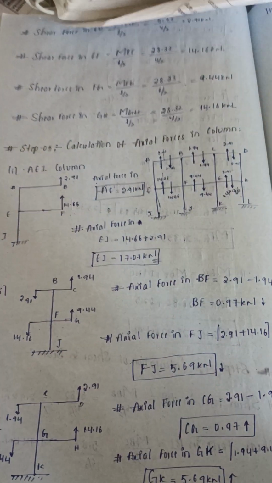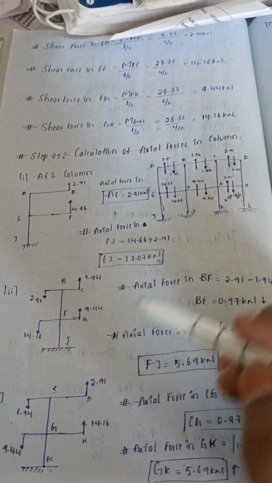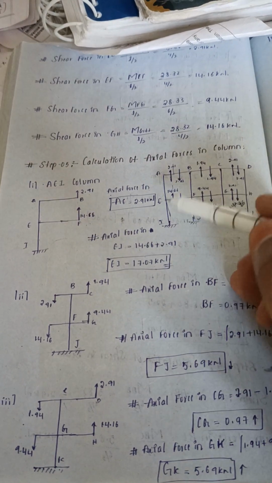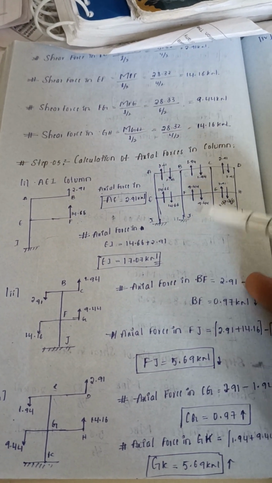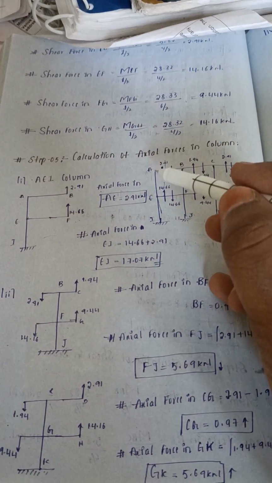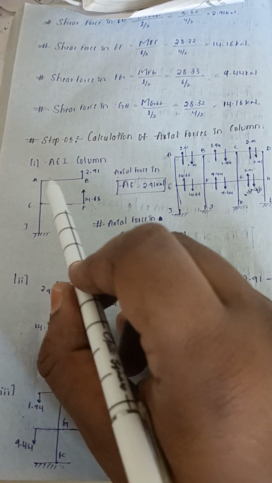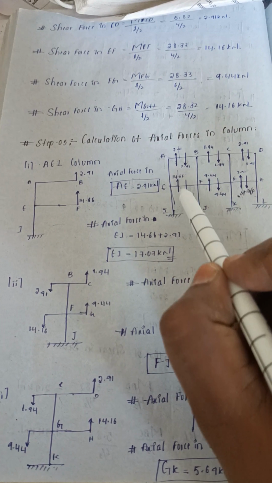Next, calculation of axial forces in the columns. So in each column we need to calculate the axial forces. For this we need to take these 4 columns separately. First I am taking AEI. So in AEI, I will show like this. I will show up to this one.